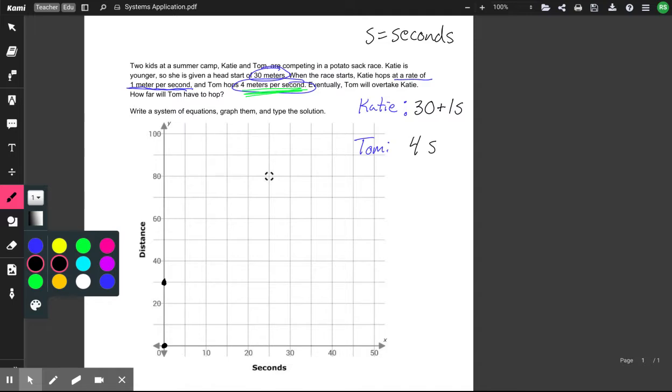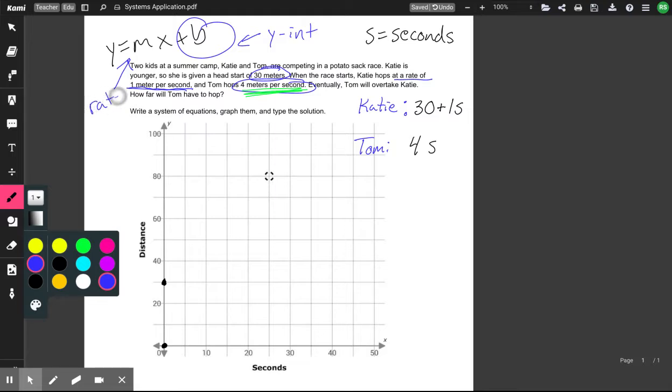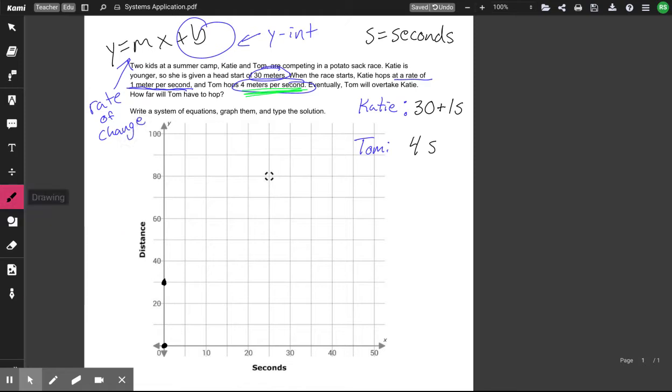So if we think about these as equations in slope-intercept form, remember our variable doesn't matter, but the constant is always your y-intercept, the number by itself. The coefficient in front of the variable is always your rate of change. The order doesn't matter here. I don't need to write this as 1x plus 30 to graph this as a line. 30 is the constant, so we start on the y-axis at 30. Her rate of change is 1 meter per second.